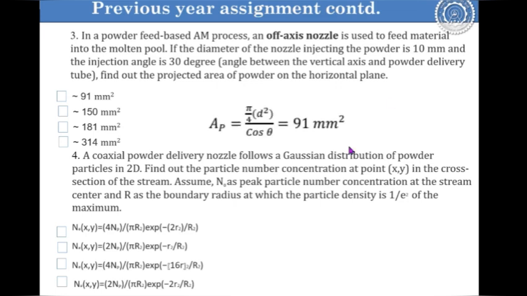So this is the formula. The projected area will be pi r squared by cos theta, where theta is the ejection angle. So that's why I said the ejection angle is very, very important, and one sum you can expect.